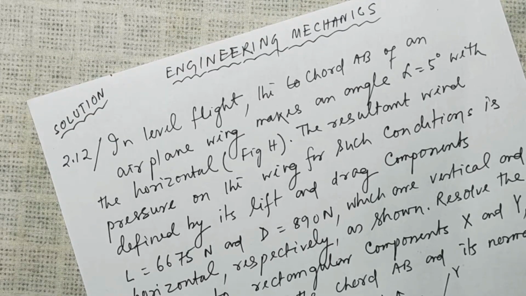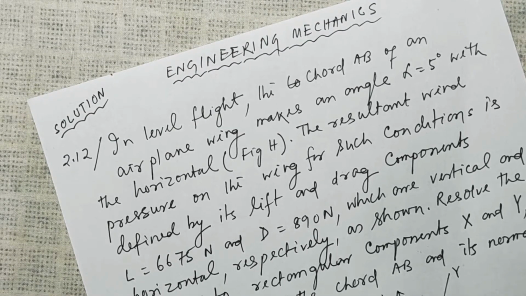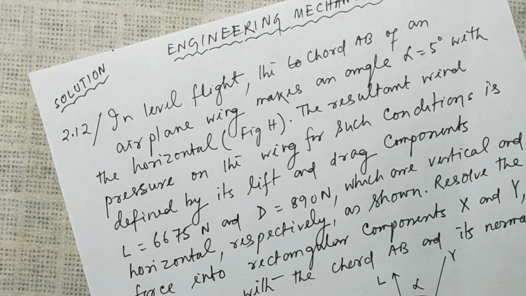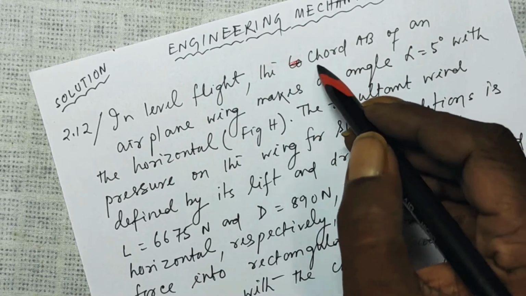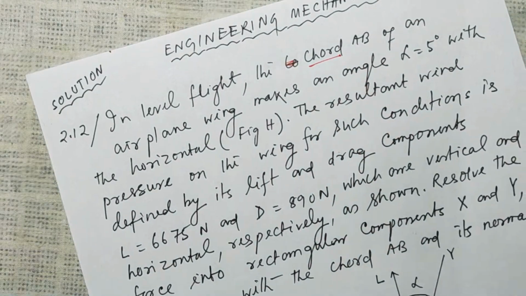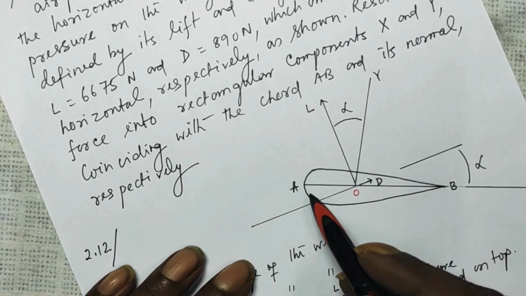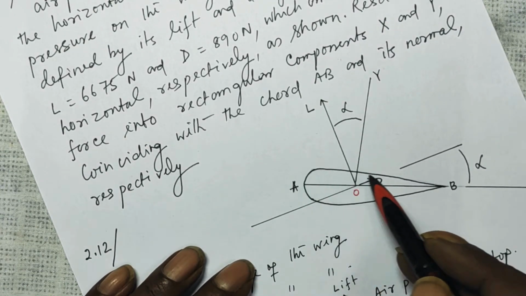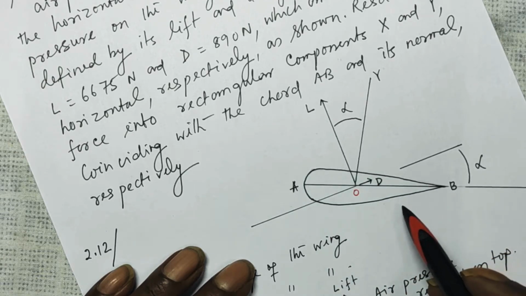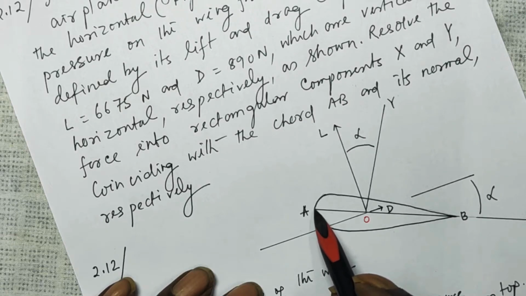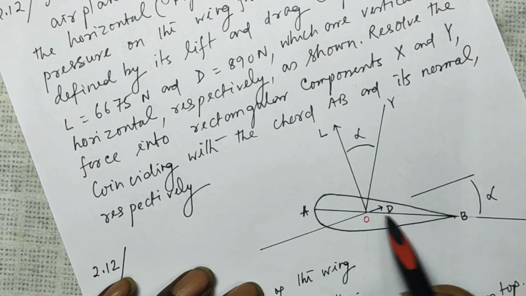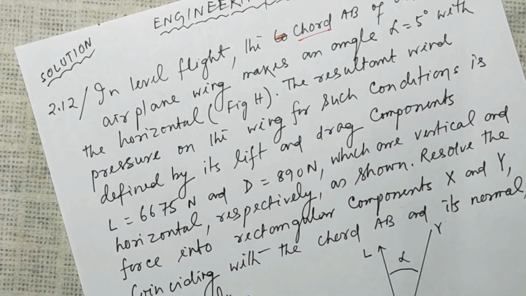The statement of the problem is lengthy, but it is as simple as your +1 physics, like how to resolve a vector into two rectangular components. In a level flight, the chord, I will explain what the chord is. This is the airfoil of an aeroplane, I mean the wing. From this point to this point is called the chord. I will explain it in more detail.